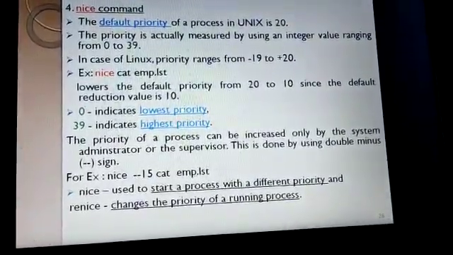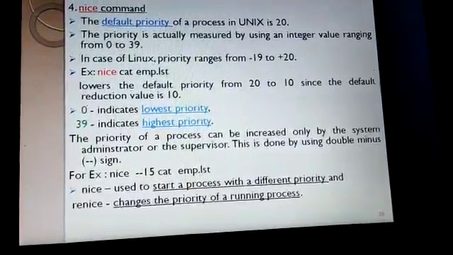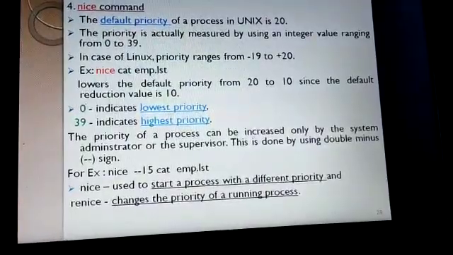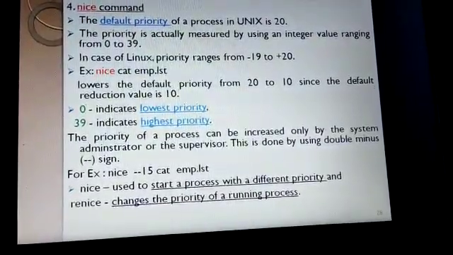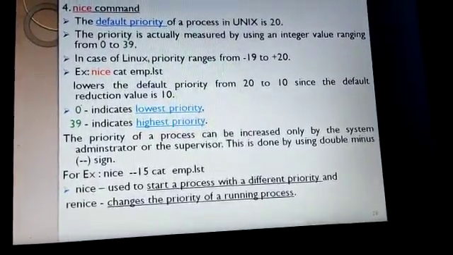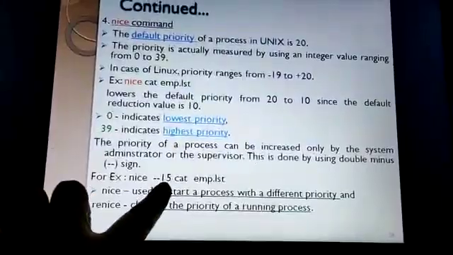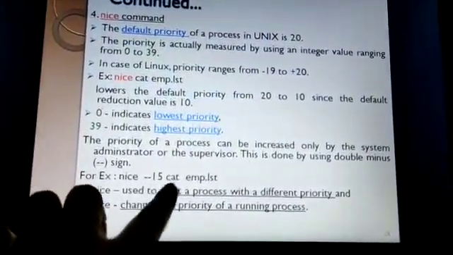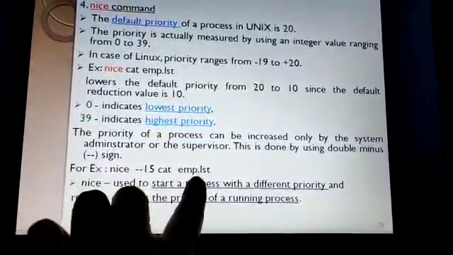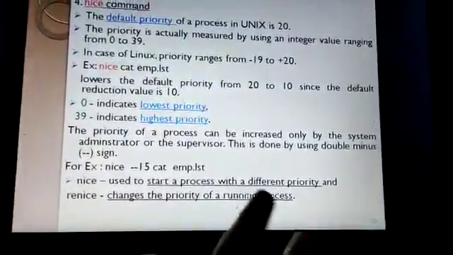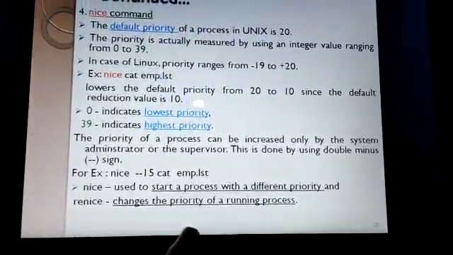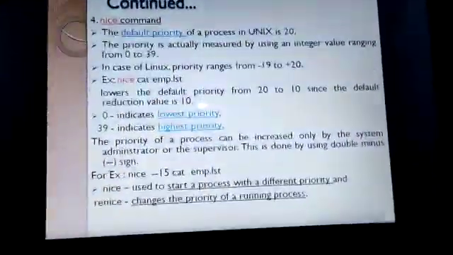You can only decrease the priority by using the nice command. If you want to increase it, only the system administrator can do it. The user cannot do it. Only the system administrator or supervisor can do it. How? By using double minus signs. I have shown here nice -15, for which process you have to change the priority: cat emp.list. So nice is used to start a process with a different priority, and there is another command called renice which changes the priority of a running process. So this is very important.